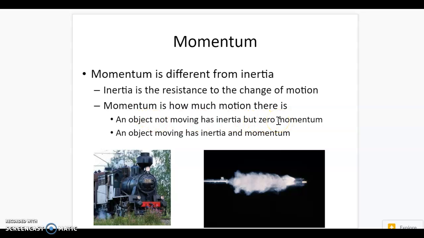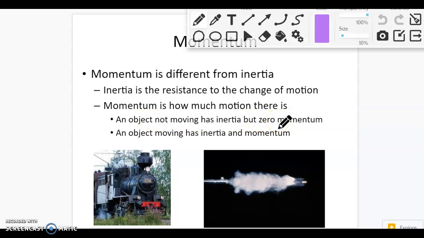Because something that's not moving has mass, but its velocity would be 0. That would mean that everything here is 0, or mass times velocity would end up being 0. So you can have 0 momentum as long as it's not moving. An object that is moving, we would say has inertia and it has momentum to it.